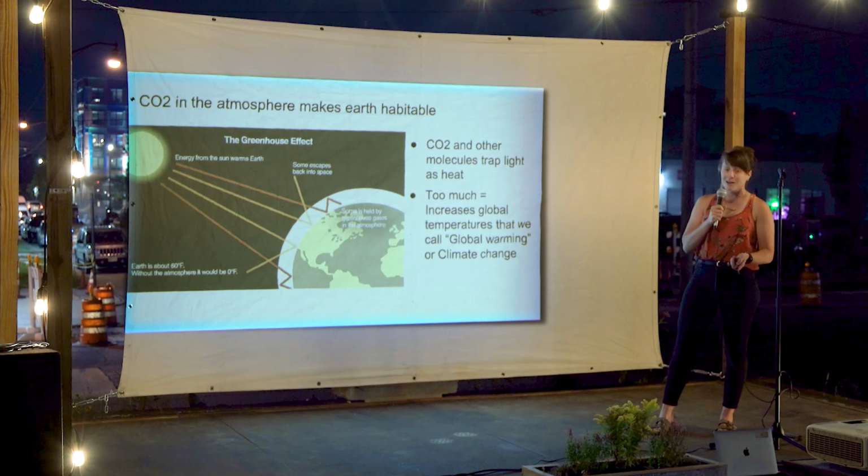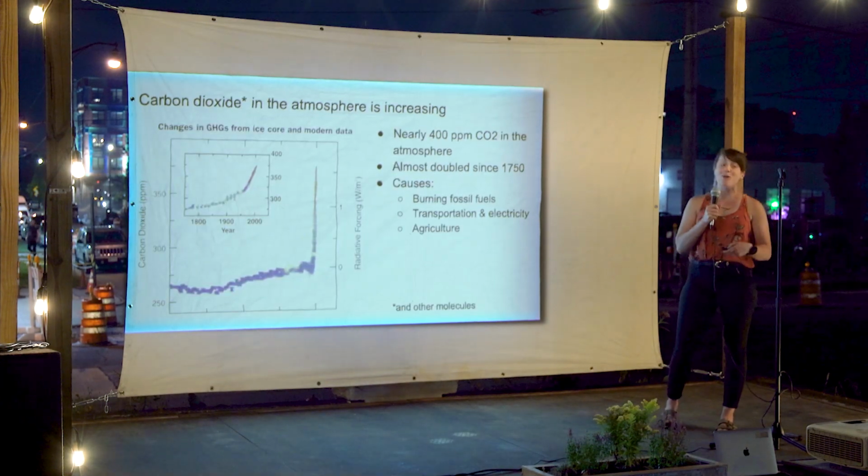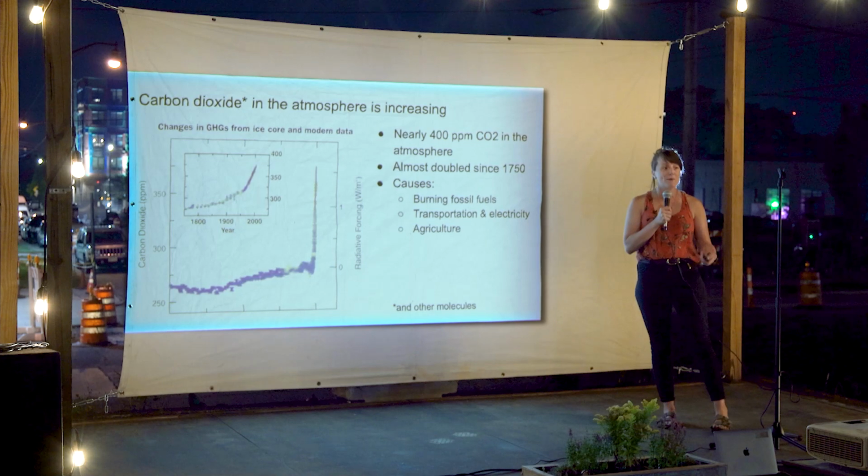So not great. Also not great, carbon dioxide and other greenhouse gases in the atmosphere have been increasing sharply over the past 270 years or so. We're at about 400 ppm of CO2 in the atmosphere, and these numbers are actually from 2018, so they're a little old. If anyone has a different number, feel free to let me know. This has almost doubled since 1750, and does anyone know what happened around 1750 that increased the carbon dioxide and methane, etc., in the atmosphere?